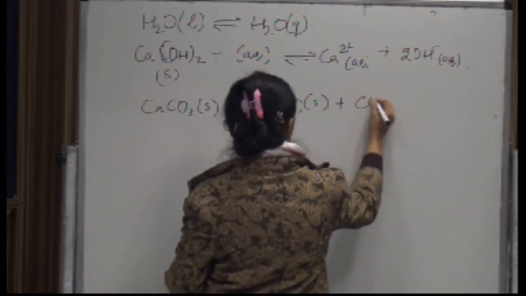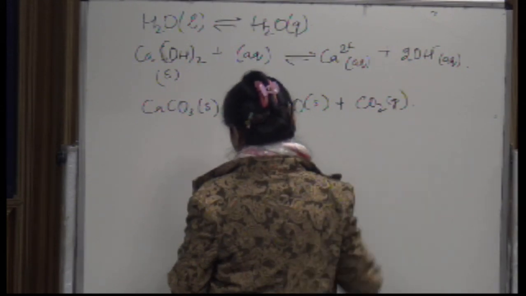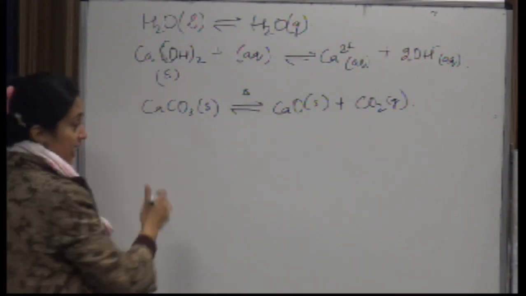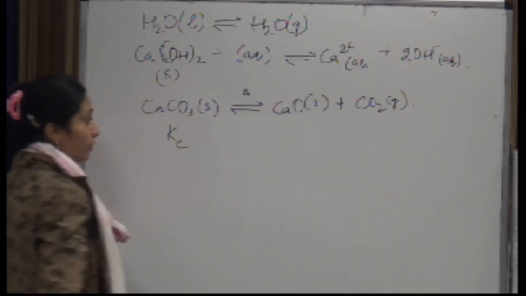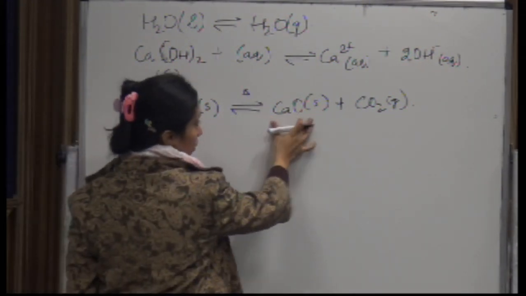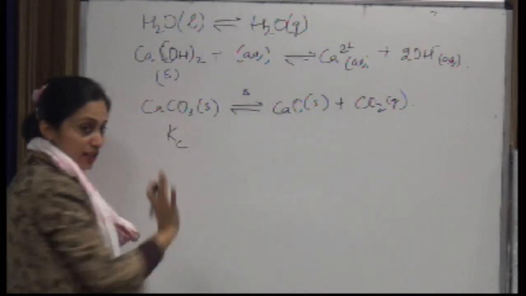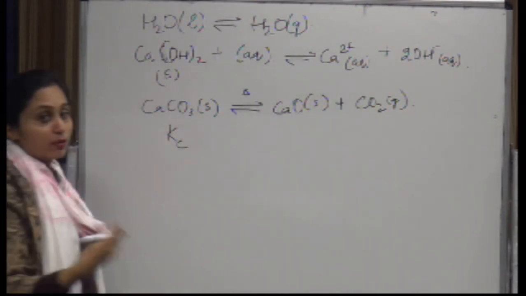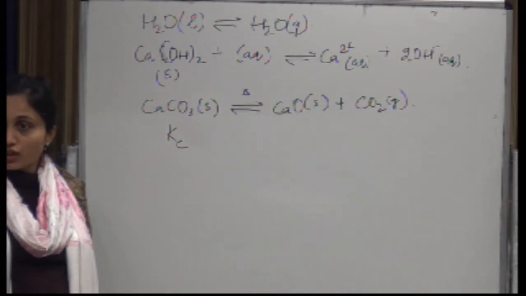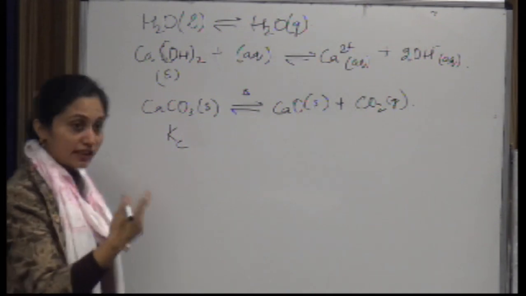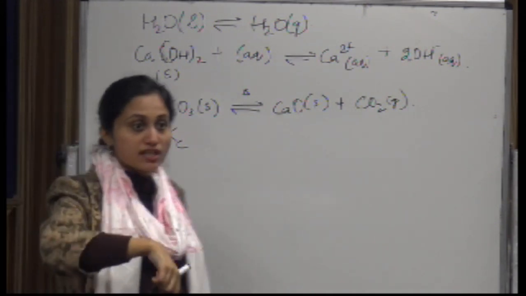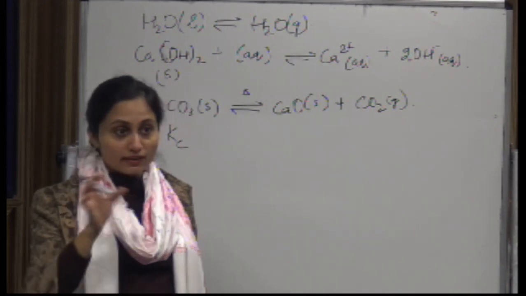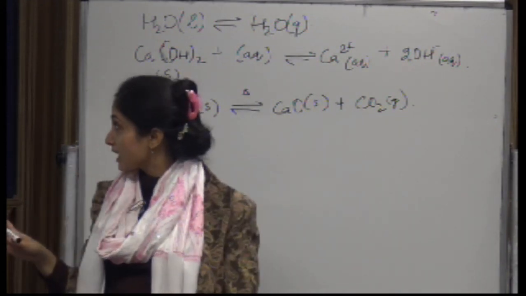Solid plus CO2 gas. Alright. In this case, how will you generally write down the Kc? You will write it as the concentration of CaO into CO2 upon CaCO3. But remember that the concentrations of the solids at equilibrium will remain constant, because the solid will remain a solid. It will only be the gaseous form which will keep coming onto the surface and keep going back. So that is what will make the equilibrium attain a dynamic state.